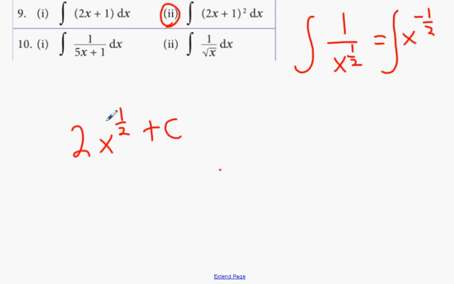If you aren't sure, differentiate it. A half multiplies by 2 to become 1. Take 1 away from the power. X to the power of minus a half. Brings you back to where you began.